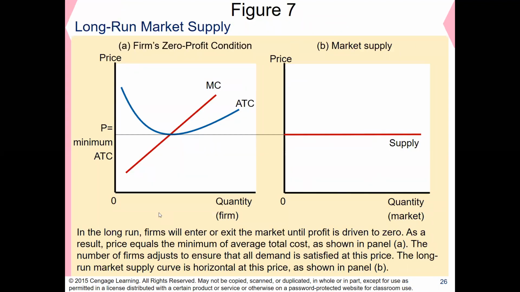So in the long run, the firms will enter or exit the market until profit is equal to zero. As a result, the price is equal to the minimum average total cost, where the marginal cost is intersecting the average total cost. And the number of firms adjusts to ensure that all demand is satisfied at that price. The long run market supply curve is horizontal in the price, as shown in panel B here.